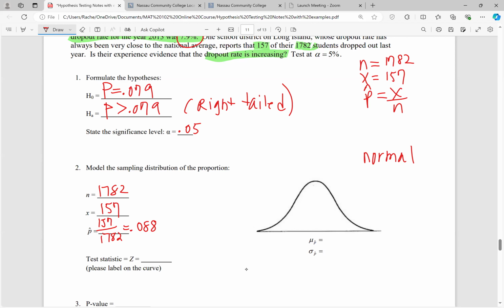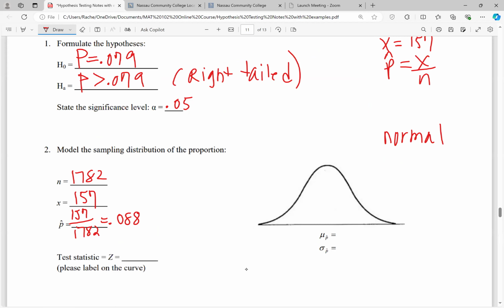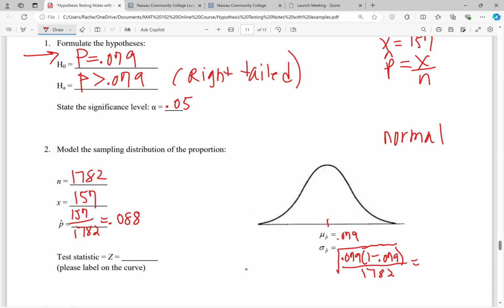So mu sub p hat, so let's label our picture now. Mu sub p hat, which is the center of this distribution, is equal to p. And we're assuming p is equal to 0.079 unless we could prove otherwise. And now let's get sigma sub p hat. So that's going to be the square root of p, which is 0.079, times 1 minus p, 1 minus 0.079, over n, which is 1782.